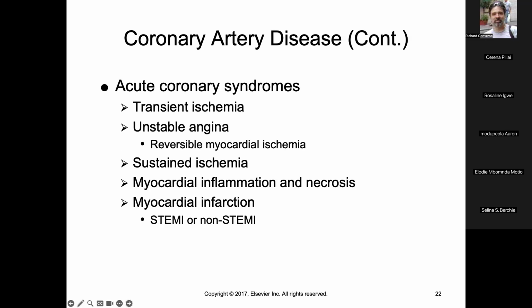Acute coronary syndromes include transient ischemia, unstable angina, sustained ischemia, myocardial inflammation and necrosis, and myocardial infarct, which can either be STEMI or non-STEMI. Unstable angina is a condition that causes chest pain or discomfort when the heart doesn't get enough oxygen and blood flow. It's a type of angina pectoris that's irregular or more easily triggered. Unstable angina can lead to a heart attack.